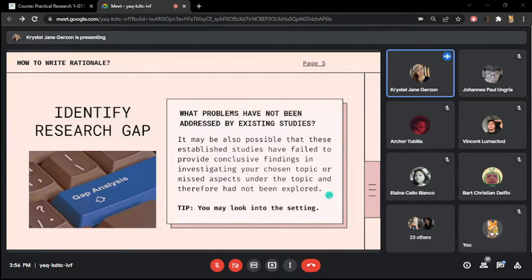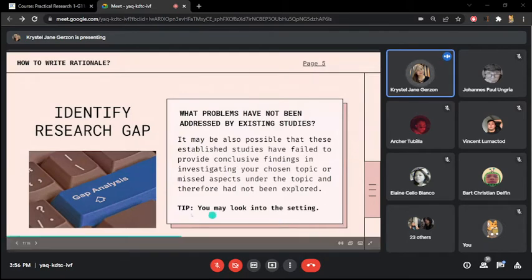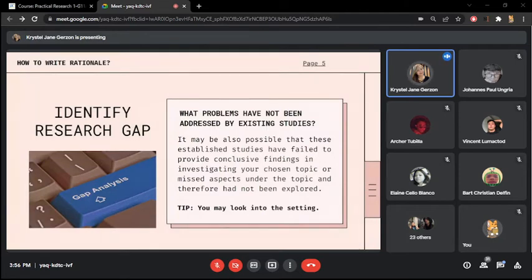Also, you may look into the setting. Because it is possible that yes, they conducted phenomenological studies about online game addiction, for example. But they did not really focus on senior high school. So that's something missing. They had no participants from senior high school. Now, in your study, you will be focusing on senior high school students. So that's the difference between your study and the other studies, and that's something that other studies do not have, that your study is focusing on.